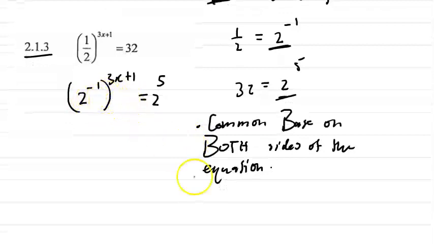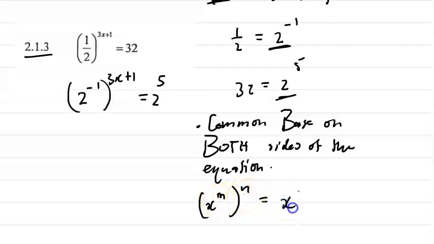Now we're going to open out this bracket. Now remember this law here: x to the m raised to the power n. When you got an index or exponent raised to a power, you have to multiply, x to the m times n. So I'm going to do exactly that now. So it's going to be 2 to the minus 3x, minus 1 times 3x is minus 3x, minus times plus 1 is minus 1, equals 2 to the power 5.